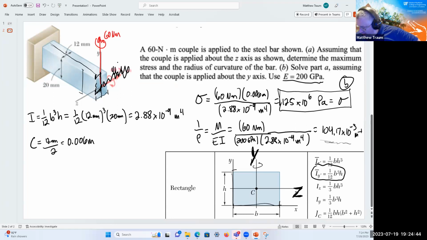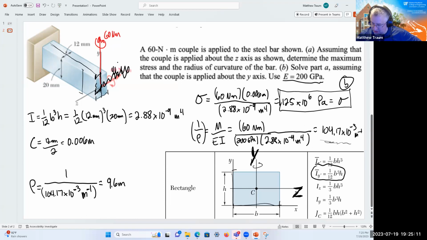Not quite finished here, because remember, my equation is 1 over the radius of curvature, and what I need is the radius of curvature. So to get the radius of curvature, I just take 104.17 times 10 to the minus 3 meters to the minus 1. That's in the denominator. I take 1 over that value, and that gives me the radius of curvature, which is 9.6 meters. So that's my radius of curvature for part B.